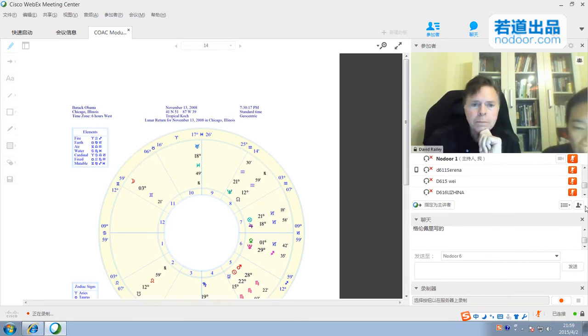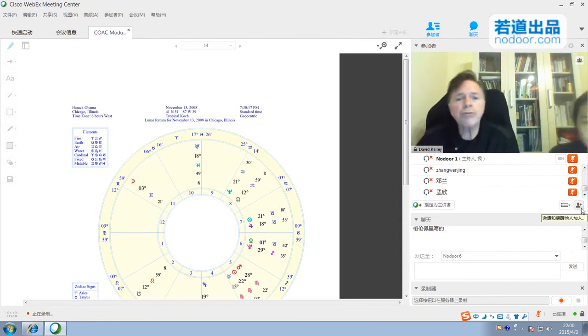All right, let's take a look at something here. This lunar return chart is for the lunar return period after his first election, because he was elected president in early November of 2008. I just want you to see what is suggested here. Remember what your priorities are. It is a lunar return chart, so you look at the moon and you look at close aspects to the moon.